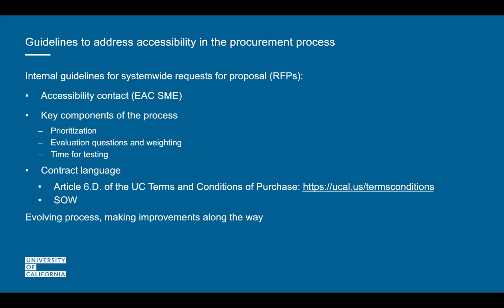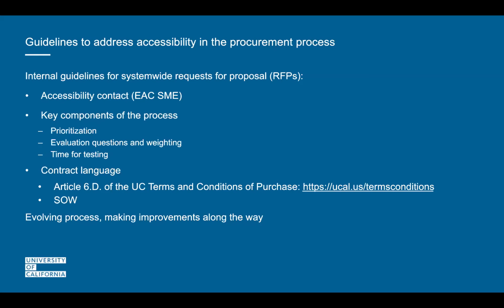To address accessibility in the procurement process, we have established internal guidelines for system-wide requests for proposals, or RFPs. We should have an accessibility contact, which could include an electronic accessibility committee member and/or a subject matter expert in accessibility. Key components of this process are prioritization, evaluation, questions and weighting, and making time for testing. Judy will go over some of those things that we go through. And then we also include contract language.